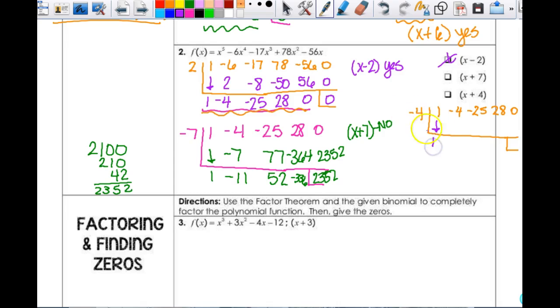This is 1. It's going to give me negative 4. So that's negative 8. Negative 4 and negative 8 is a positive 32. This is going to give me a positive 7. 4 and a 7 is a 28. It'd be negative 28. So that's 0, 0, 0. So x plus 4 is a yes.